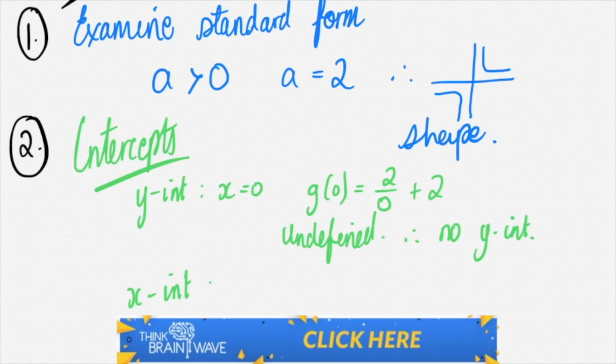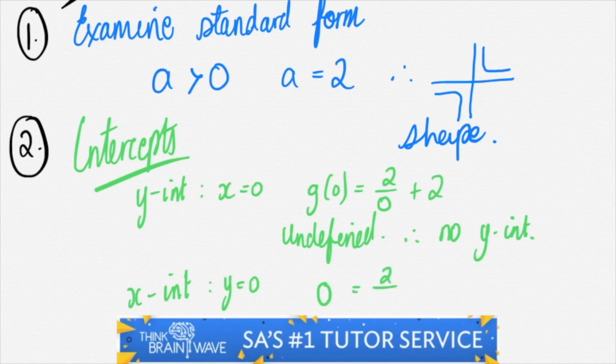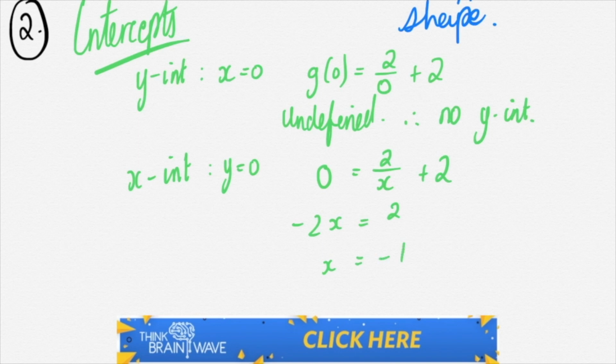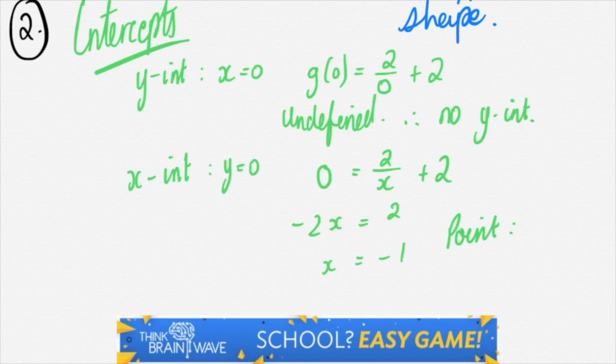Let's do the x-intercept quickly. We've got y is equal to 0. We say 0 is equal to 2 over x plus 2. We solve for x. We've done this in a previous video, so you just take the 2 across, divide by 2 on both sides, times by x, and you get x is equal to minus 1. Your point is then minus 1, 0.